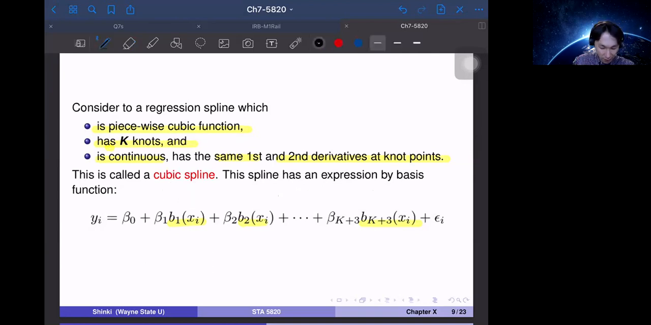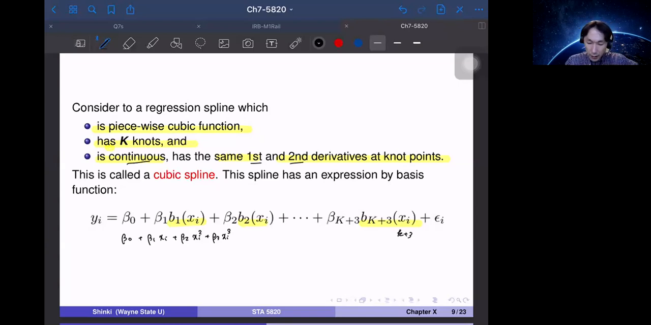So this is the piecewise cubic function. Basically, we should have beta naught plus beta 1 xi plus beta 2 xi square plus beta 3 xi cube, right? I think we cannot explain it in one step, so I will do it one by one. But the fact is that if we have k knots, we have k plus 1 components, and each part is cubic, and we have the conditions that the function is continuous and the first and second derivatives are the same. Then basically we need k plus 3 parameters.